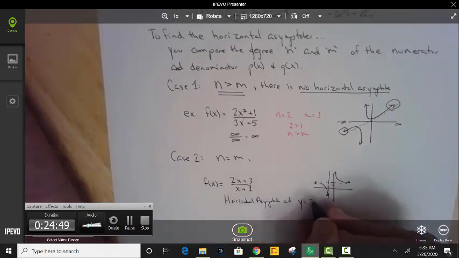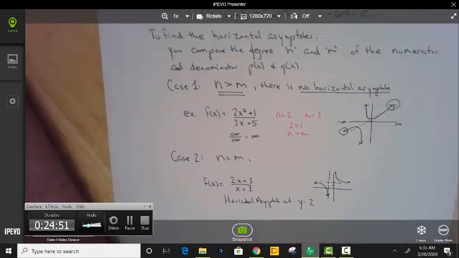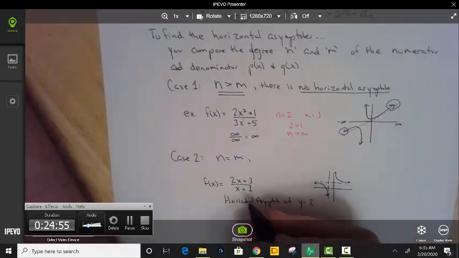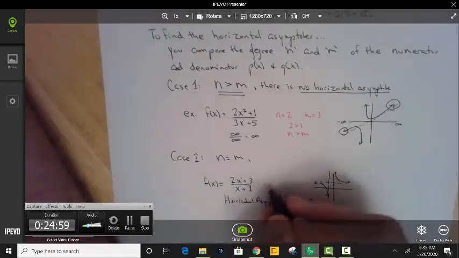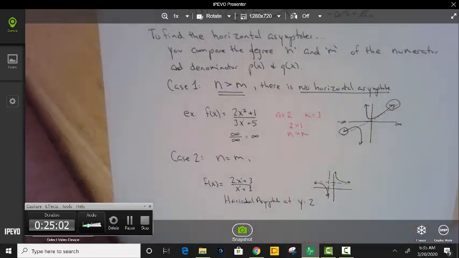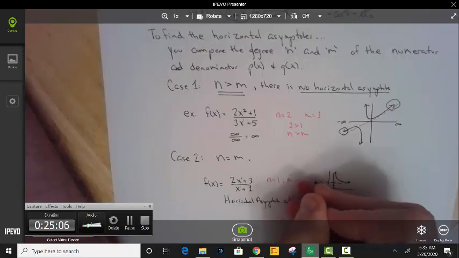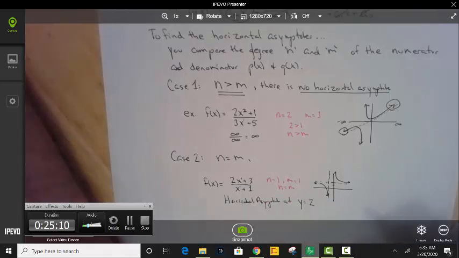At y equals 2. So once again, we can see here, this is x to the first on top, x to the first on the bottom. So the degree on top, n, is 1. The degree on the bottom, m, is also 1, which means n is m. Okay, so they're both growing.